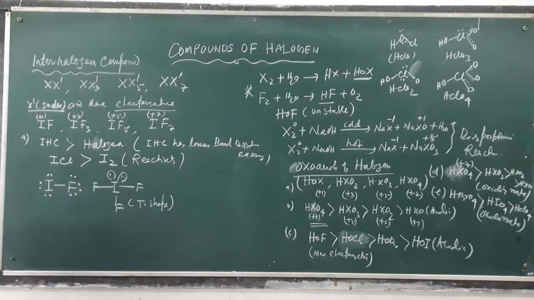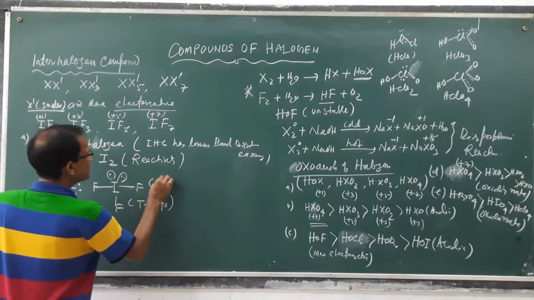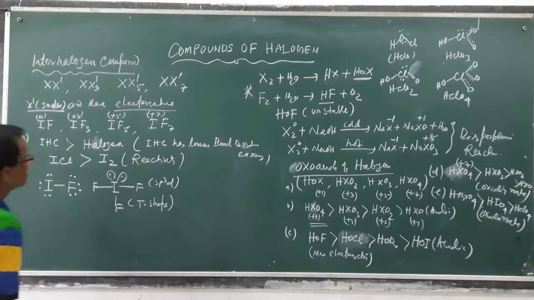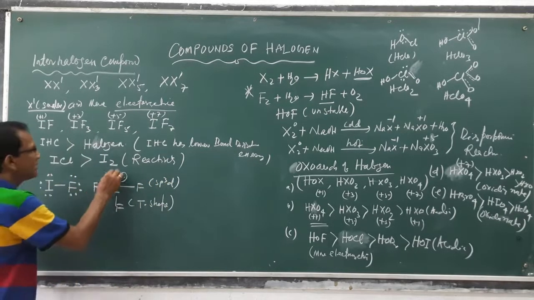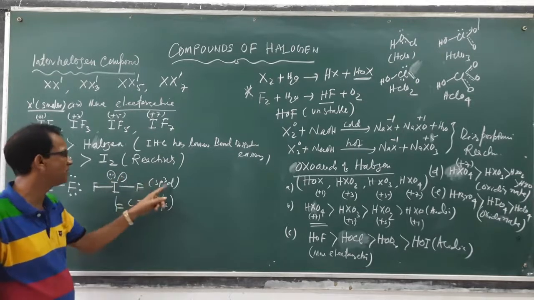And the hybridization is 3 plus 2, that is 5. That means sp3d hybridization, with 2 lone pairs and 3 bond pairs. That's why 3 plus 2 is 5.